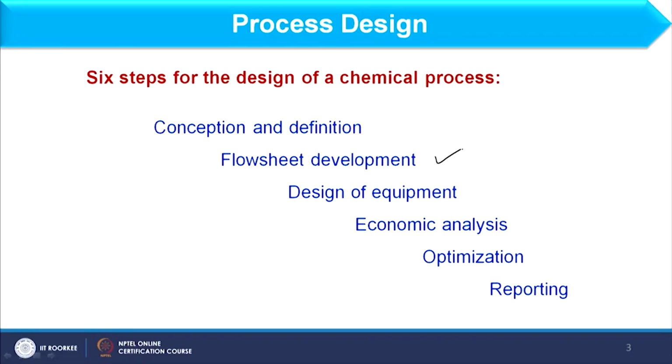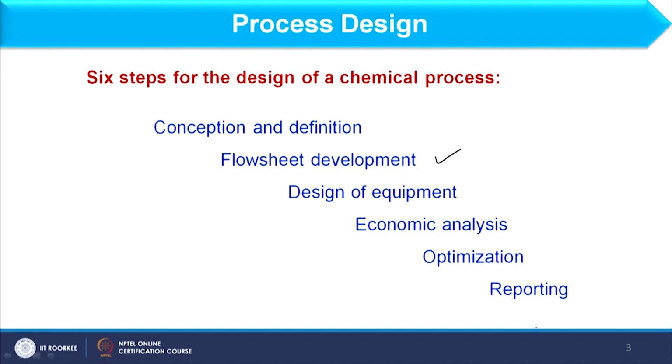When you start designing a process, first of all you should be clear about what product you want to produce, because accordingly you will decide the process, the raw material and other factors. So, first of all you have to conceptualize or define what product we have to develop or produce. Once I have this, the second step is the flow sheet development.